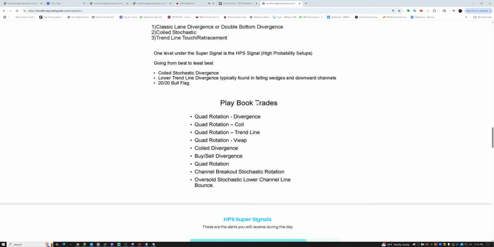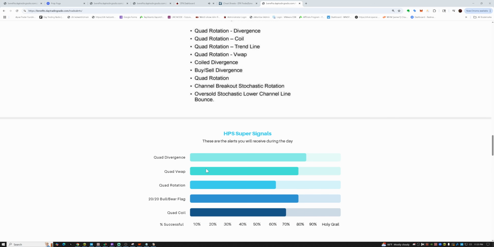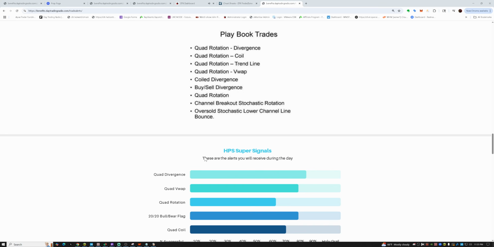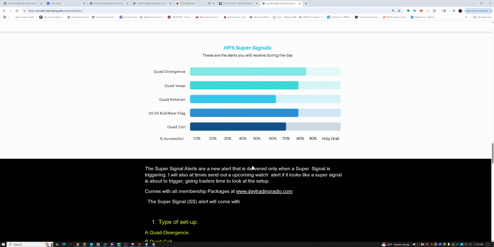What happens is I'm going to call out these trades as they approach. The object here is to get people in front of the computers before that. Quad divergences, quad VWAPs, quad rotations, coils. These are super signals, the combinations, and that's what I really want. There'll be times when we have bull flags and bear flags, but sometimes they move so fast. But these are things that I can see starting to set up, to get you in front of this.